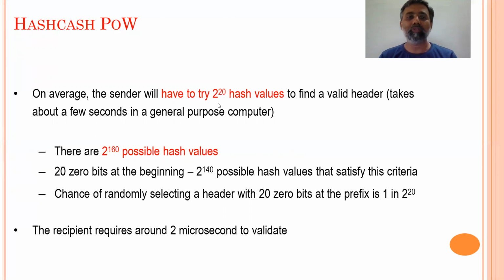On average, the sender will have to try about 2 to the power 20 hash values to find the valid header. And you know that the possible hash values are 2 to the power 160. So getting 20 bits at the beginning is not an easy task. But for the recipient, it may take just a microsecond to validate it. And the chance of randomly selecting a header with 20 bits at the prefix is 1 in 2 to the power 20, because these are the possible values. You know the probability concept: 1 in 2 to the power 20.